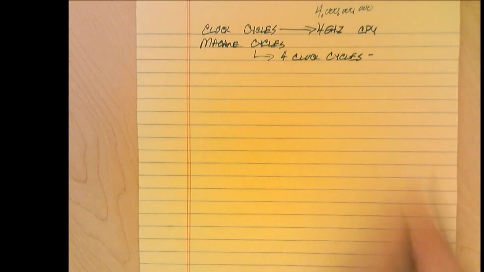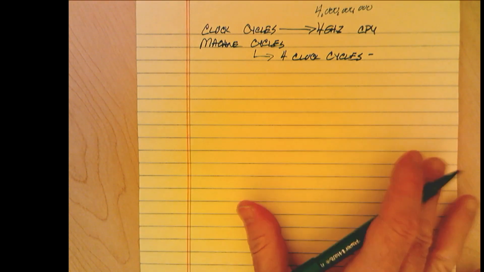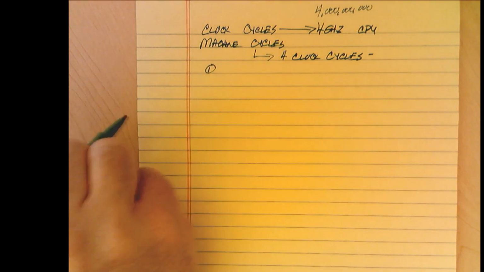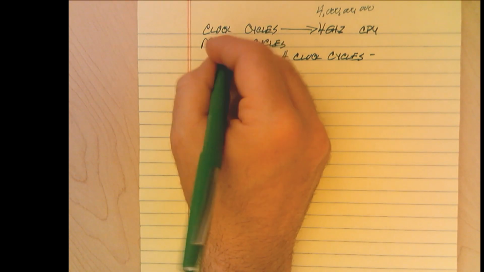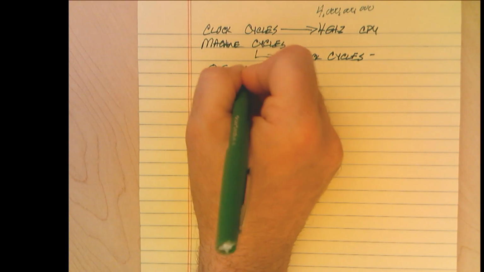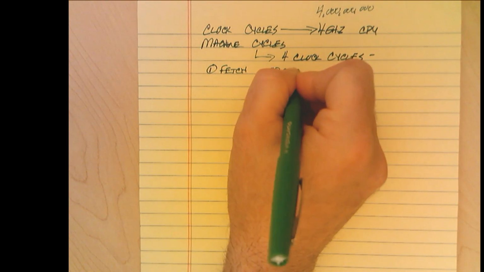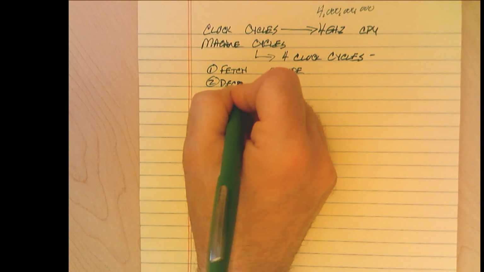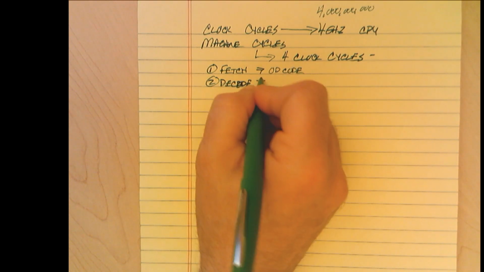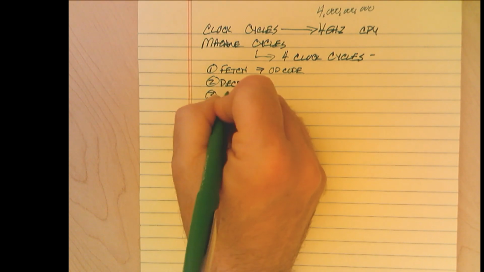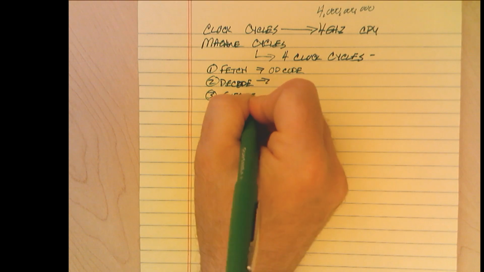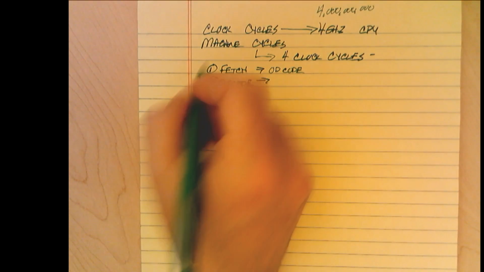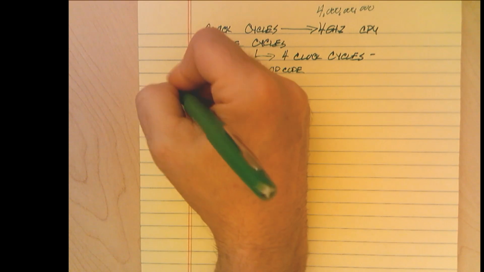All right, so with that being said, there's something very specific that happens with these clock cycles. The first thing that happens in this machine cycle is we fetch. What do we fetch? An opcode. The next thing we do is we decode. What are we going to decode? The opcode. The next thing we're going to do is execute the opcode. And finally, we're going to store the results of the opcode. So these 4 items make up a machine cycle.